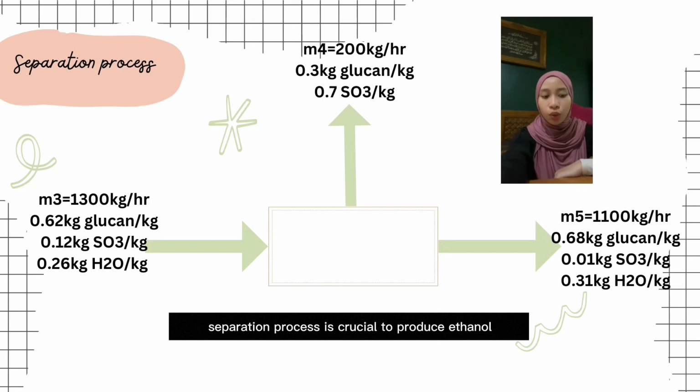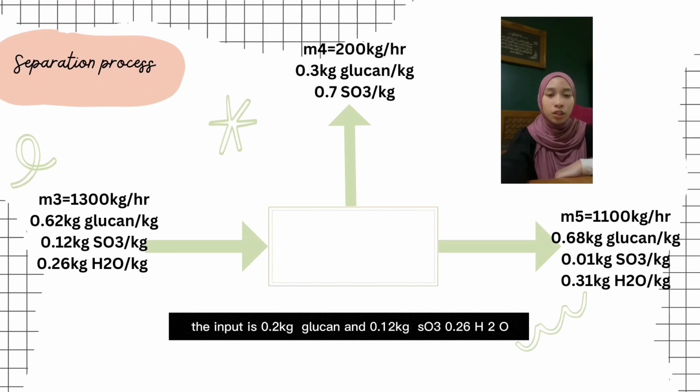The separation process is crucial to produce ethanol. From the flow diagram, we can see this separation column is intended to separate the liquid containing SO3 from the H2SO4 from the pre-treatment column, which is one of the insoluble solids in this fluid. This separation column has one input and two outputs.